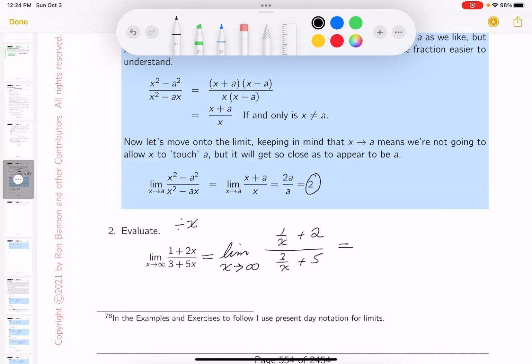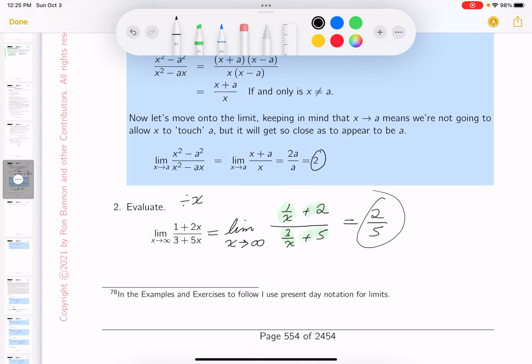So here's the deal. You're looking at this thing, and I'm hoping you're starting to realize that if x gets really large, this gets really small. 1 divided by a really large number gets really small. Nothing happens to the 2, though. What happens on bottom? Well, if you divide by a really large number, it would go to 0. So 3 divided by a very large number goes to 0, and nothing happens to the 5. So what am I looking at on top? 0 plus 2. What am I looking at on bottom? 0 plus 5. So I'm going to say 2 over 5.